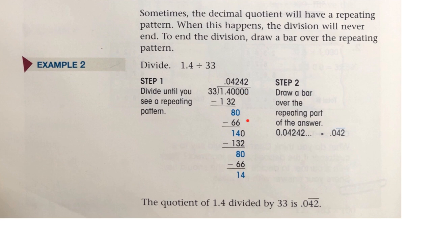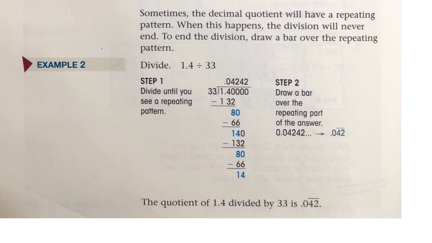You can bring down another 0 by adding another 0. And now we're again trying to see how many 33s go into 80. It's still going to be 2 33s going into 80, and then it will again leave you with 14. So this will repeat forever. So draw a bar over the repeating part of the answer.